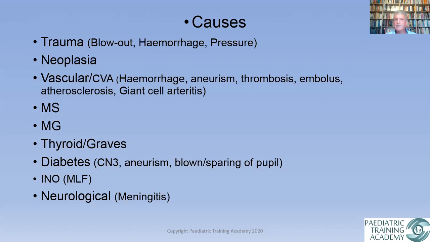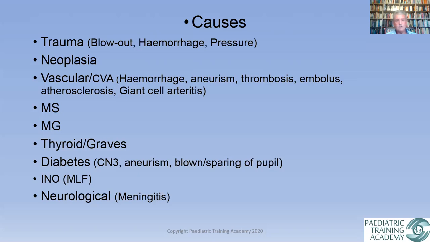Multiple sclerosis, in many instances, the first symptom somebody with multiple sclerosis is going to have is diplopia. Myasthenia gravis, same thing, often results in diplopia. Thyroid, Graves' disease, the exophthalmos that comes along with it causes restrictions of the muscular movements in the eye, resulting in diplopia. Diabetes, we might all have heard of if you have a sudden onset third nerve palsy in a diabetic patient and the pupil is spared, don't panic. If, however, the pupil is blown, panic.